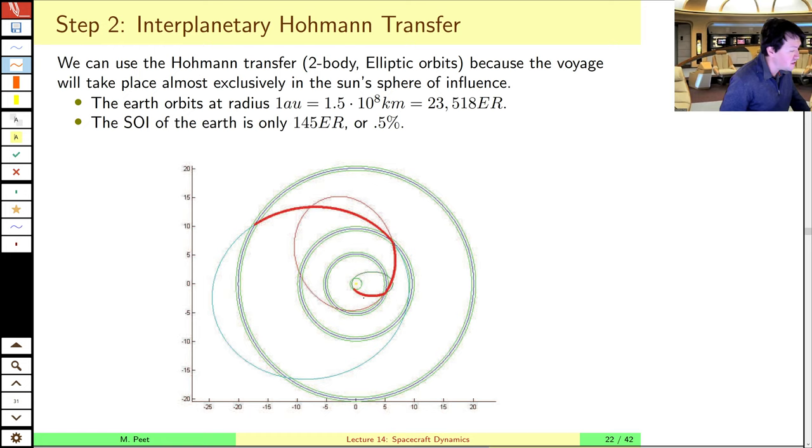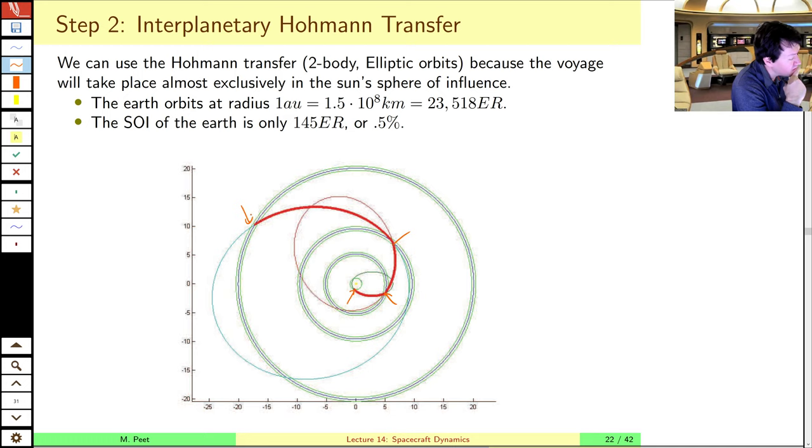Let's see. Here's just some numbers. Again, a reminder that this is an approximation. We assume that we've instantaneously left the sphere of influence of the Earth. Let's say there's Mercury, Venus, Earth, Mars. So I guess this is a trip from Mars to Mercury for some reason. I'm not sure why we're doing that, but that's what it is.